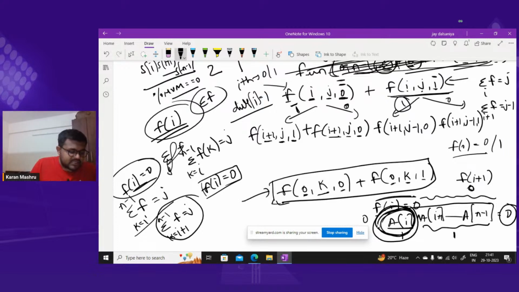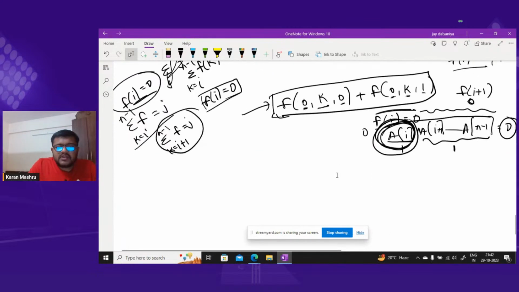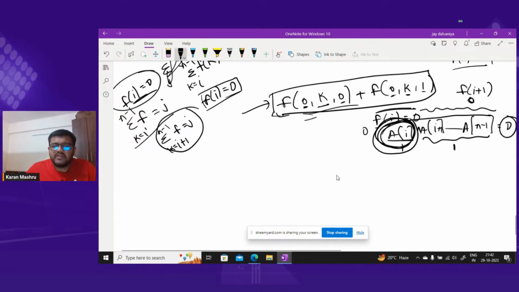First, let me know, is this recursive function clear? Someone please let me know. Okay, great.